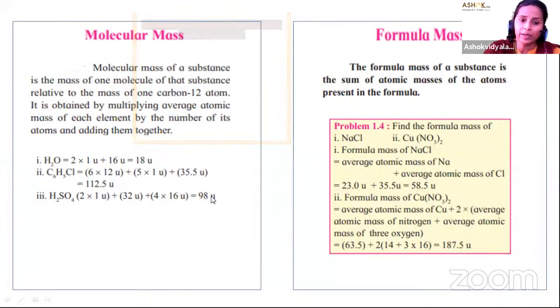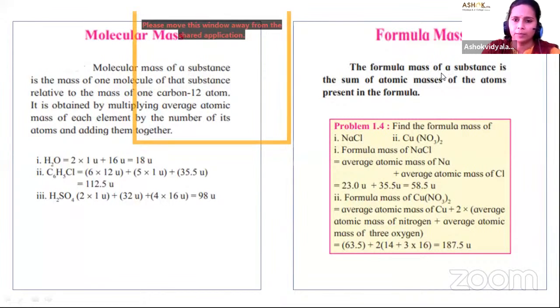So here you will not write gram. For molecular mass and atomic mass, you always have to write U. U means unified. Formula mass. If the question in the exam is to define formula mass, you just write that the formula mass of a substance is the sum of the atomic masses present in the given formula.